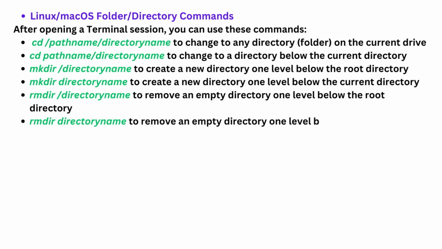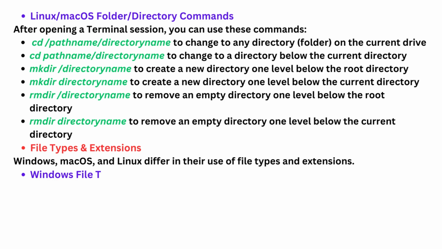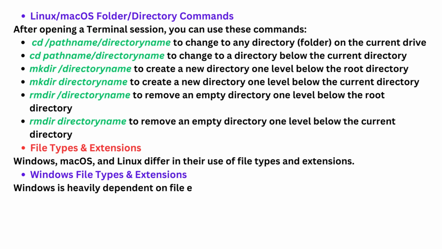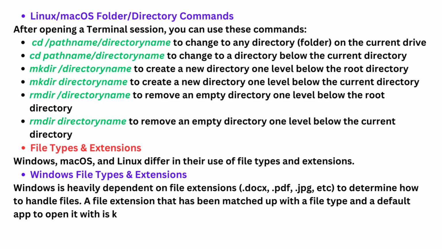File types and extensions. Windows, macOS, and Linux differ in their use of file types and extensions. Windows file types and extensions. Windows is heavily dependent on file extensions, .docx, .pdf, .jpg, etc., to determine how to handle files. A file extension that has been matched up with a file type and a default app to open it with is known as a registered file type.